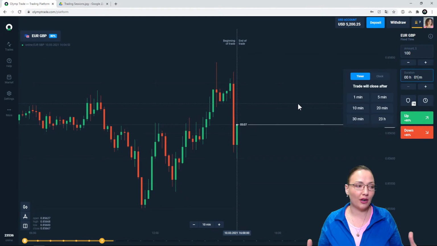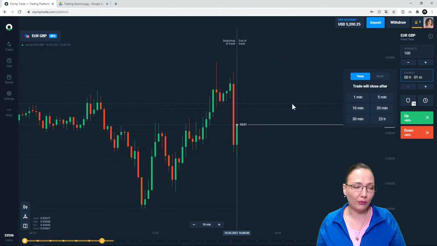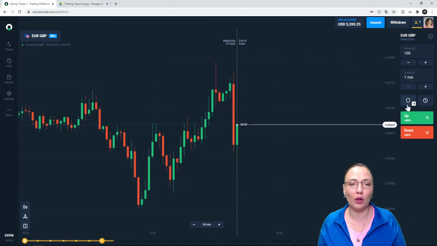And since we are on the topic of FTT, let's go ahead and talk about risk-free trades. So risk-free trades are only available when trading FTT, fixed time trading.